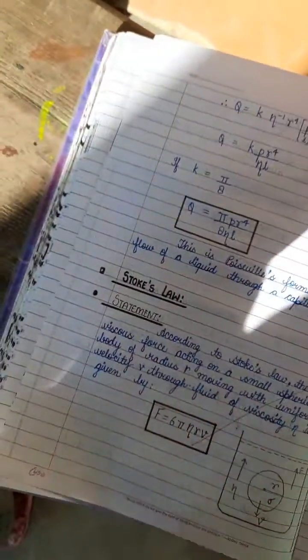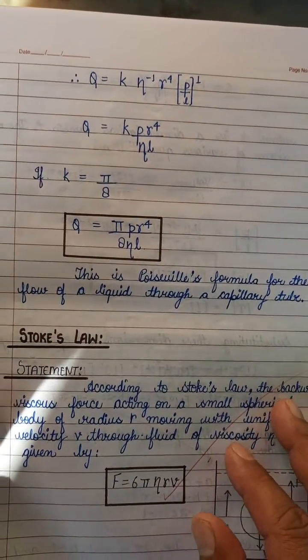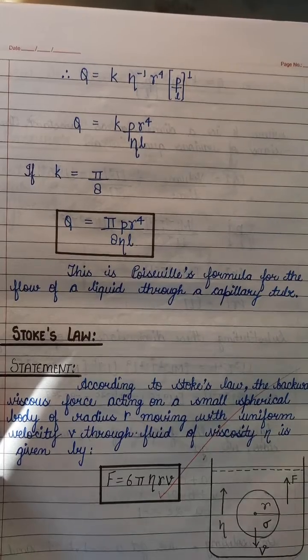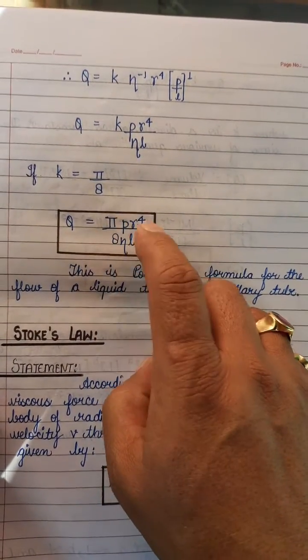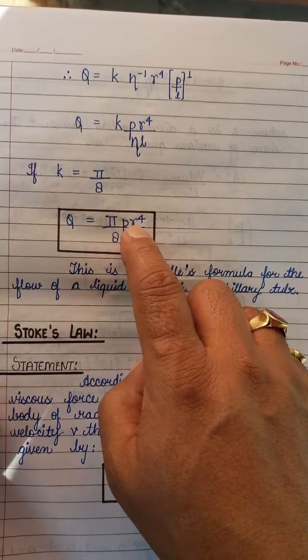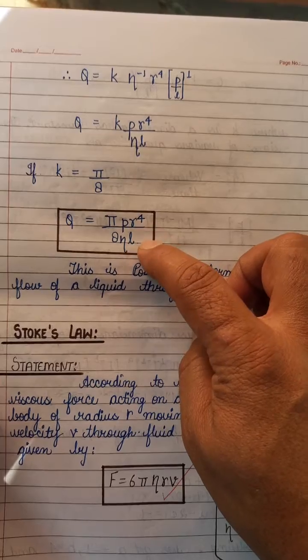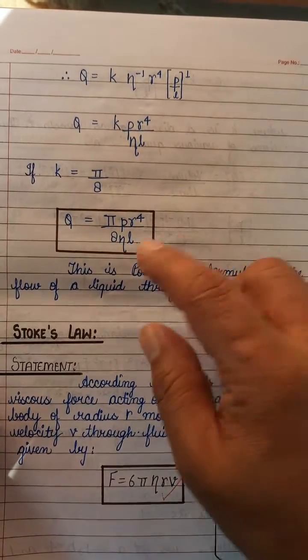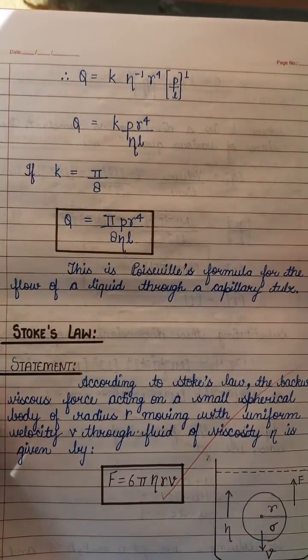This is very important because we do this derivation for finding the coefficient of viscosity of a particular liquid. We know the quantity, how much is flowing. Pi is a constant, 8 is a constant, P is the pressure you are applying across the opening, R is the radius, L is the length. Everything is known, so with the help of this you can find the coefficient of viscosity for various liquids.